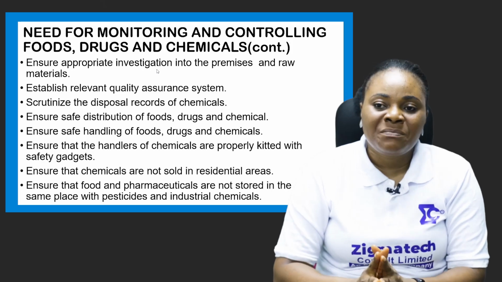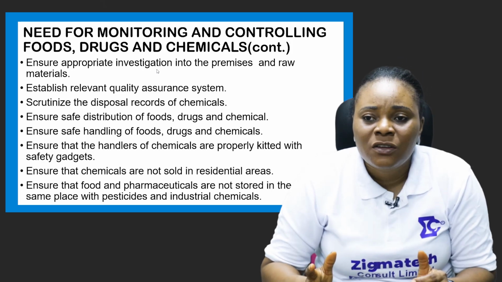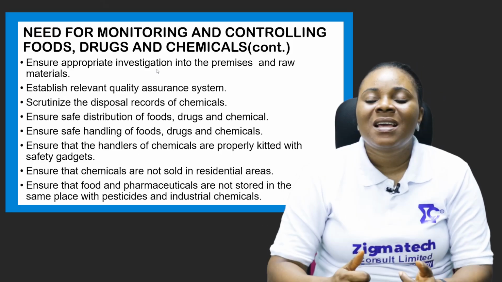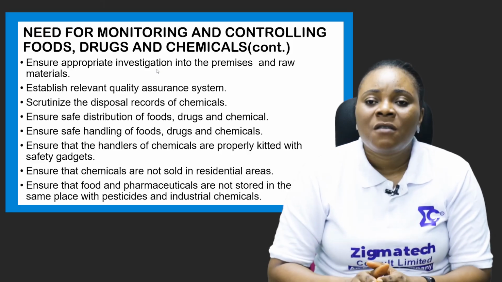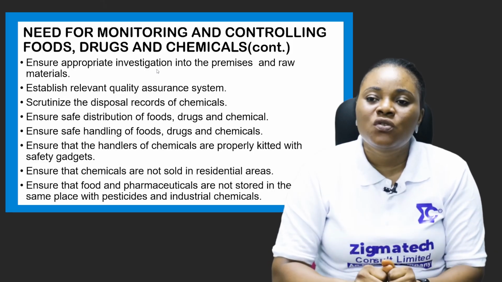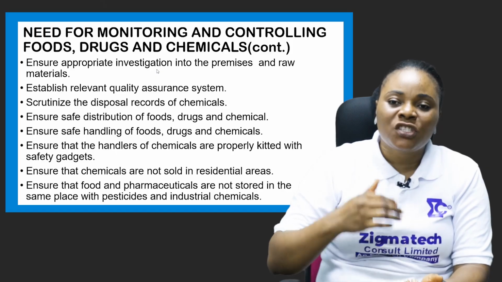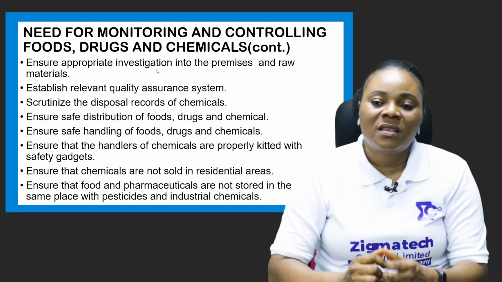So what they do is, before your company can be given the license to start operation, they come into the company's premises and they investigate the entire environment. From the cleanness of the environment, the machines being used, the raw materials being used, all these things are properly checked before you are allowed to start operation with it.